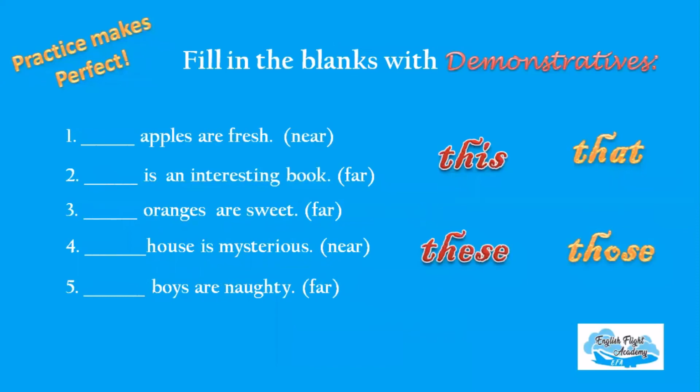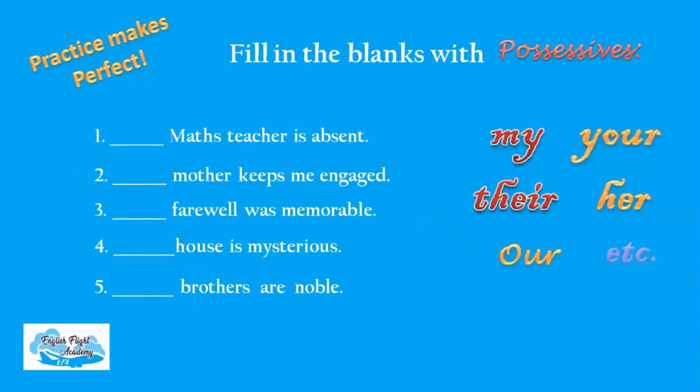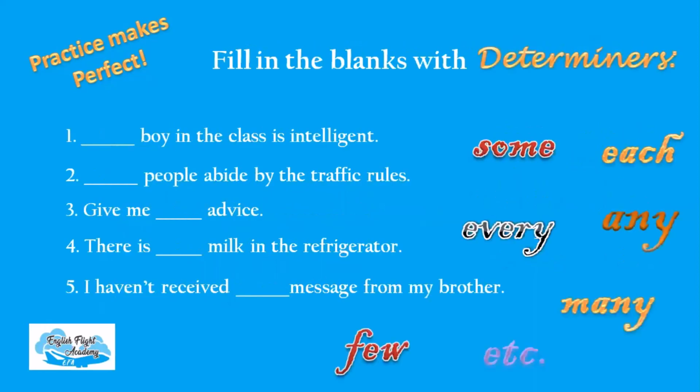Second one is fill in the blanks with demonstratives. What are demonstratives? This, that, these, those. The third one is fill in the blanks with possessives. Possessives are my, your, their, her, our, etc. And the last one is fill in the blanks with determiners. Some, each, every, any, many, few, etc.